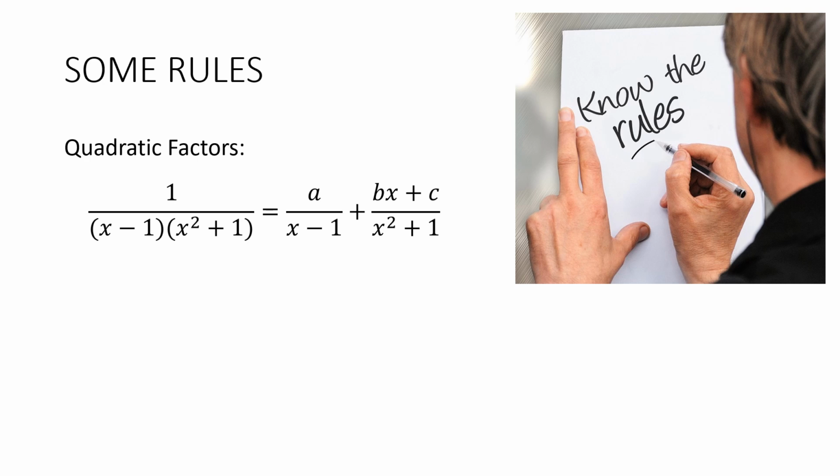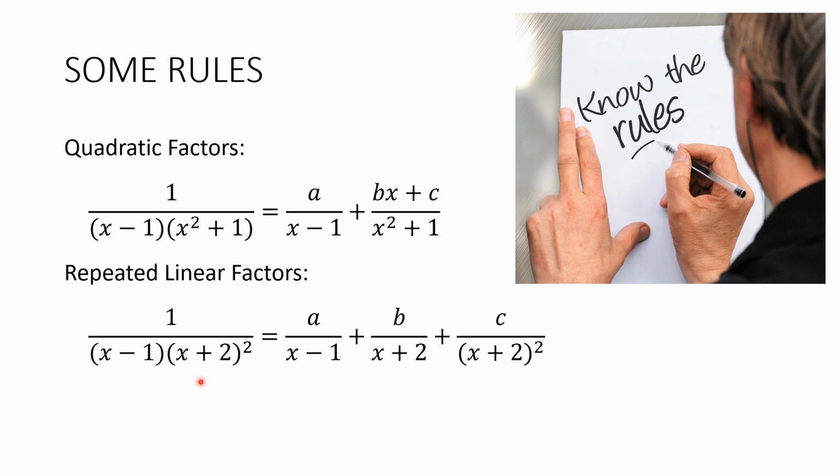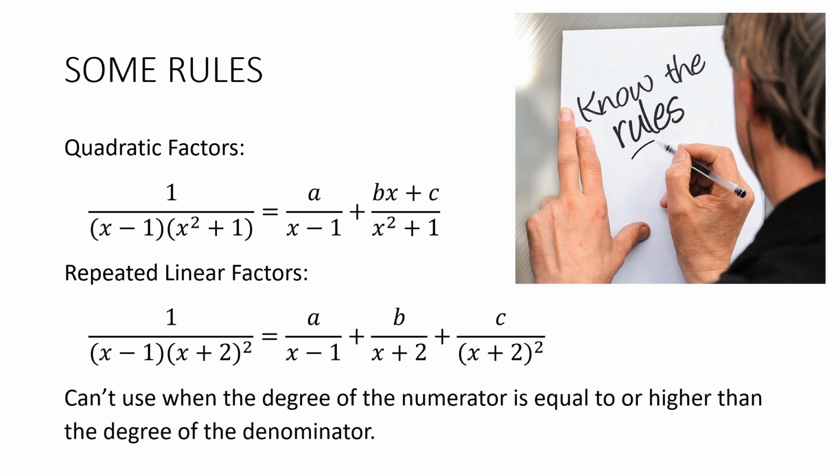Now there are other types. The question we just did was linear factors. When we have a quadratic factor, we put bx plus c on top. It's possible that b or c might end up being 0, but we won't know until we try. The other type is a repeated linear factor. And in addition to having this term, we're going to have the linear factor by itself. Again, b could end up being 0, but we won't know until we've gone through the process. One more rule. We can't use this method of partial fractions when the degree of the numerator is equal to or higher than the degree of the denominator. And we're going to look at a question like that later on.